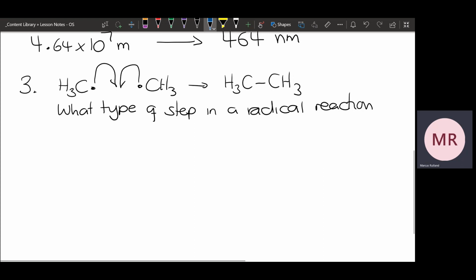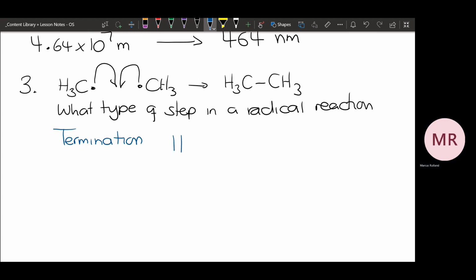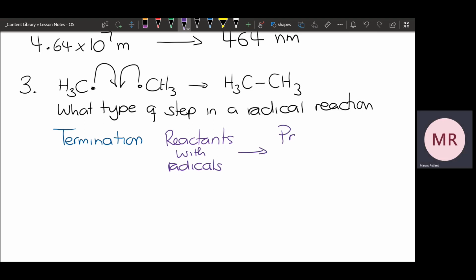So the answer is this is a termination step. The three possibilities were initiation, propagation, and termination. It's a termination step, and that's because you are going from reactants with radicals to products with no radicals.